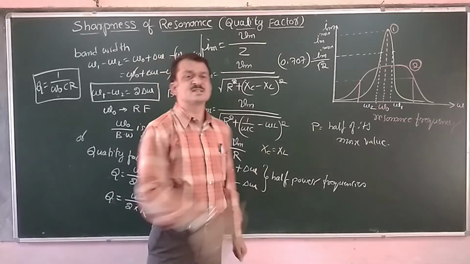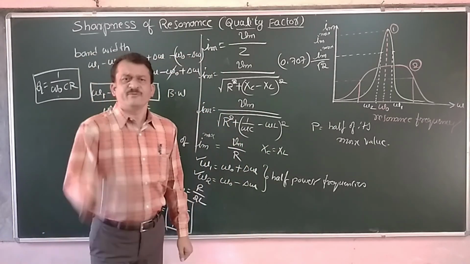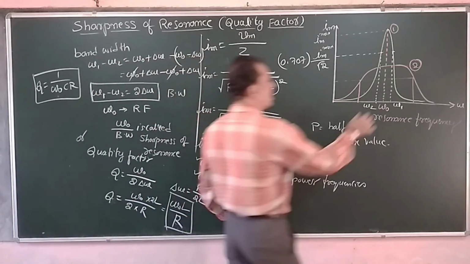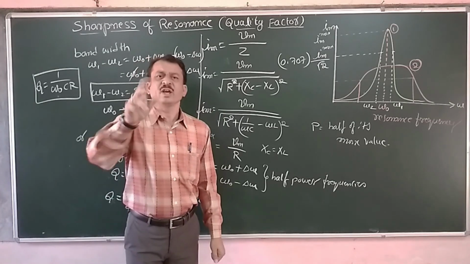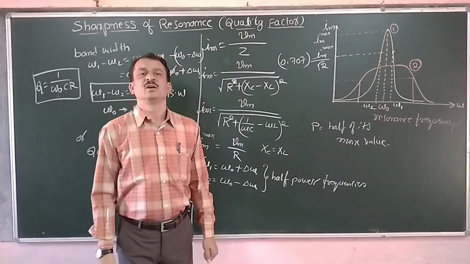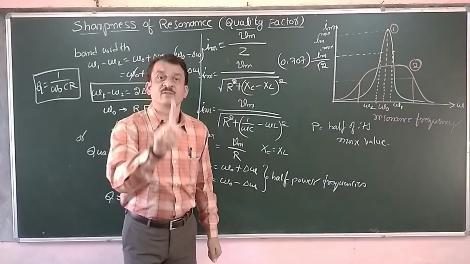Then what is the use of this sharpness or the quality factor? If an LCR circuit has more sharpness, when you tune a radio or a TV signal, only one particular channel is received at a particular frequency.